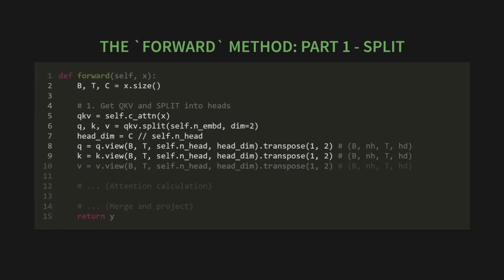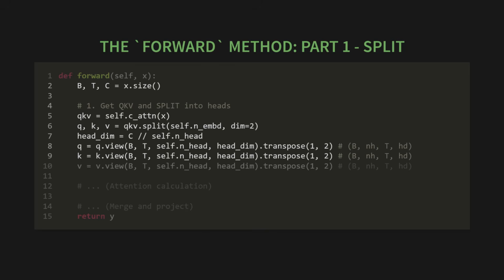Part 1 is the split. We get our B, T, and C from the input size. We get Q, K, and V, and then we do the exact same view and transpose operations we just walked through manually. Q equals Q.view(B, T, self.n_head, head_dims), and then .transpose(1, 2). We do the same for K and V.